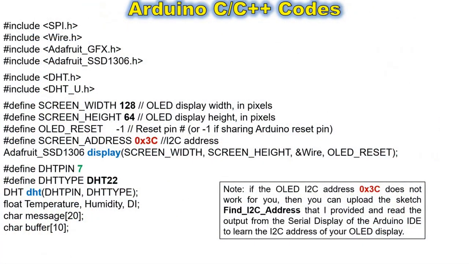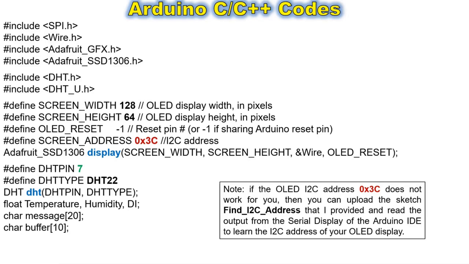Let us look at the program codes to be uploaded to the Arduino Uno microcontroller to know the temperature, humidity, discomfort index, and its interpretation. In our code, we include a lot of header files from the 3 libraries we just installed, such as SPI, Wire, Adafruit_GFX, Adafruit_SSD1306, DHT, DHT_U.